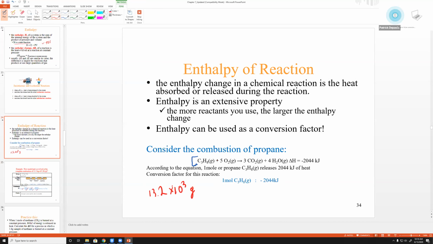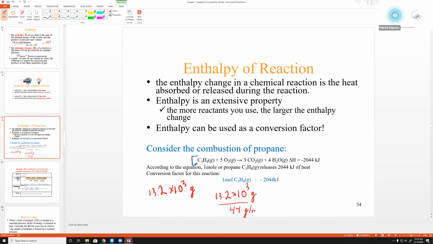So we can figure out the molar mass of propane, which, if you recall from the last question, was 44. So we have 13.2 times 10 to the third grams divided by 44 grams per mole. And that's going to be a lot of moles. We'll figure out how many in a second. 13.2 times 10 to the third, or times 1,000, divided by 44. And that is exactly 300 moles of C3H8.